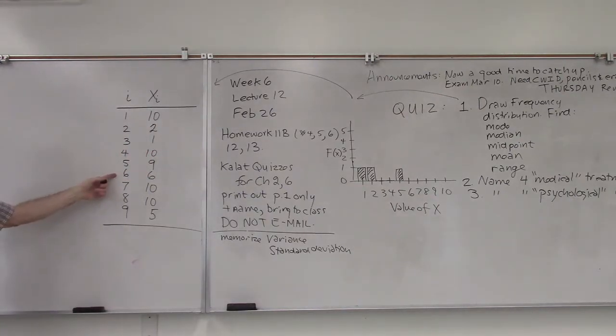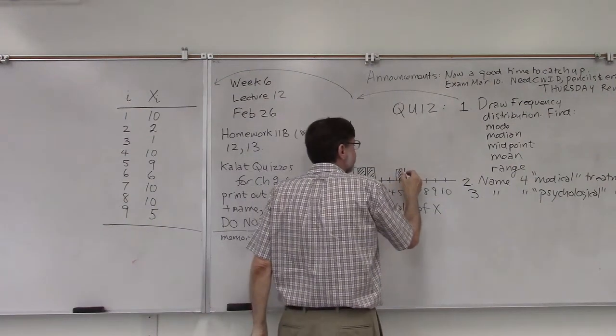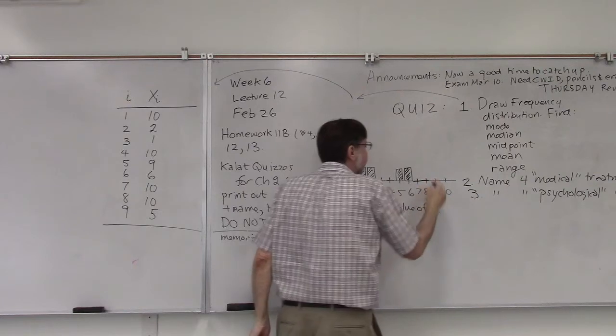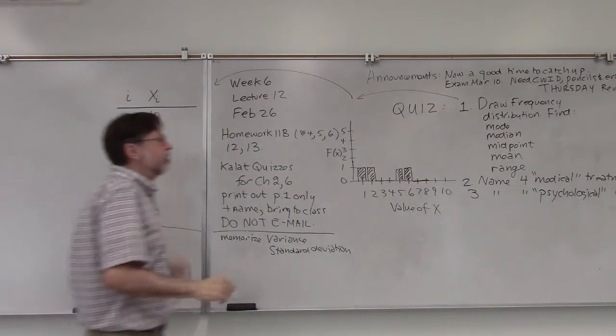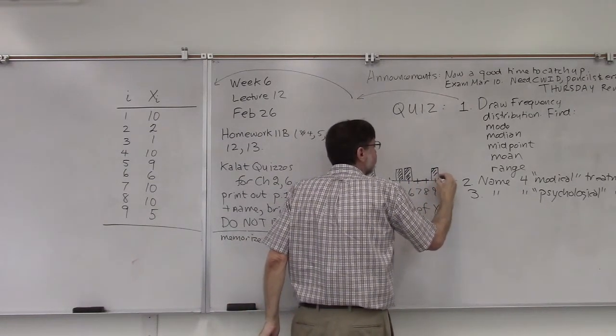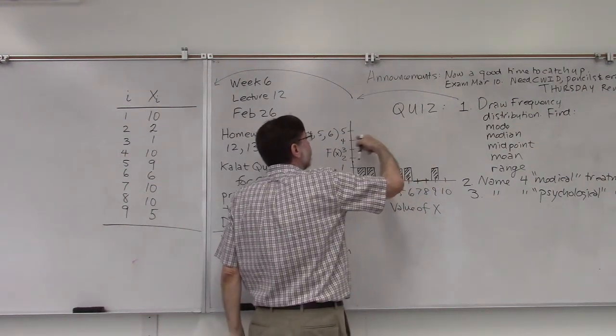Are there any 6's? Yes, 1 6. Any 7's and 8's? No. So their height is 0 and 0. Is there a 9? Yes, there's 1 9 and 4 10's. So we have 1 9 and 4 10's. So the height of the box over 10 is 4.